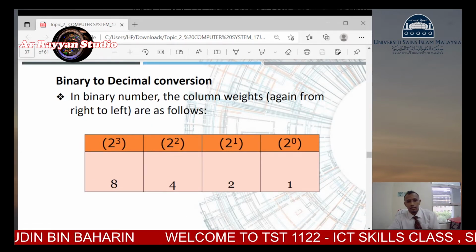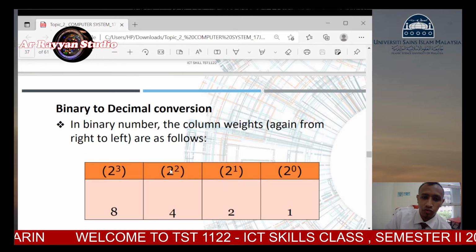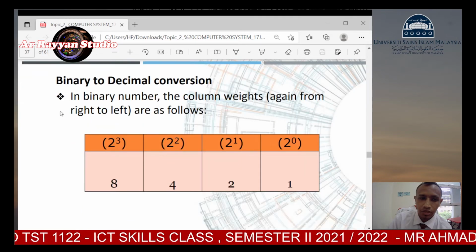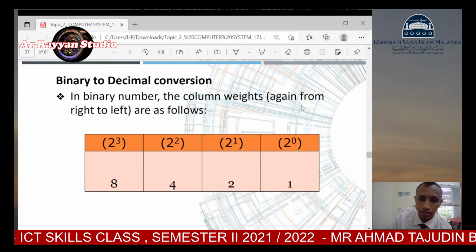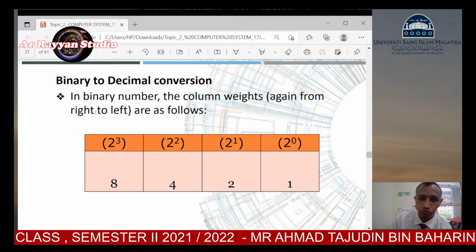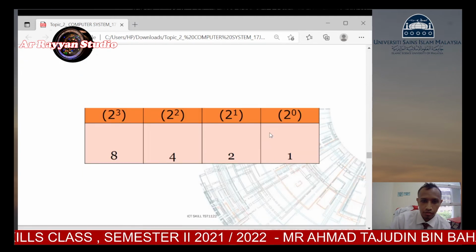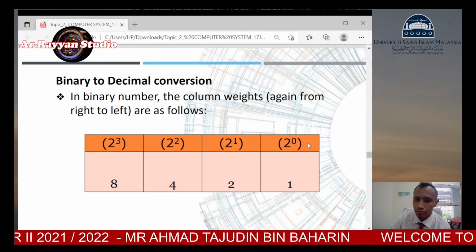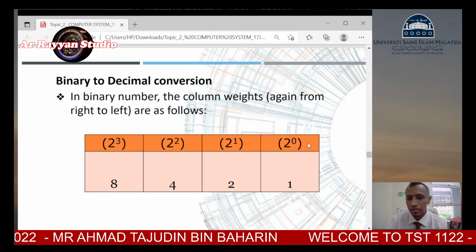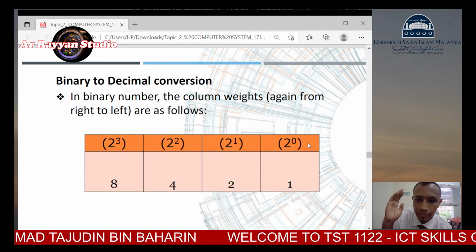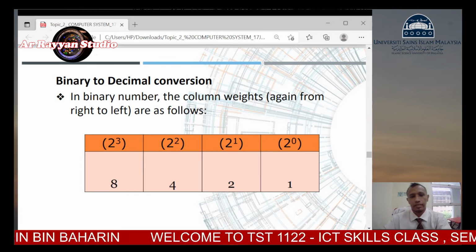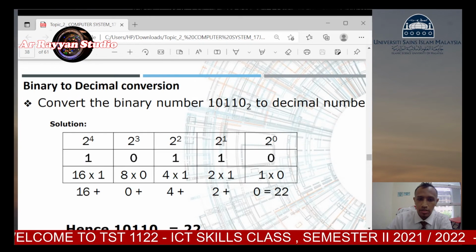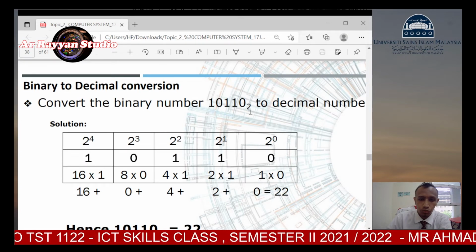Okay, so next we go for binary to decimal conversion. Right, macam mana kita nak convert daripada binary number to decimal number. So example here, in the binary number the column weight again goes from the right to left. Okay, so kita tengok dekat sini macam mana kita nak convert binary to decimal. Bila nak convert binary to decimal, kita akan baca daripada kanan ke kiri. Okay, itu maksud dia. Alright, next, this is example. Convert binary number 10110 base 2 to decimal number.